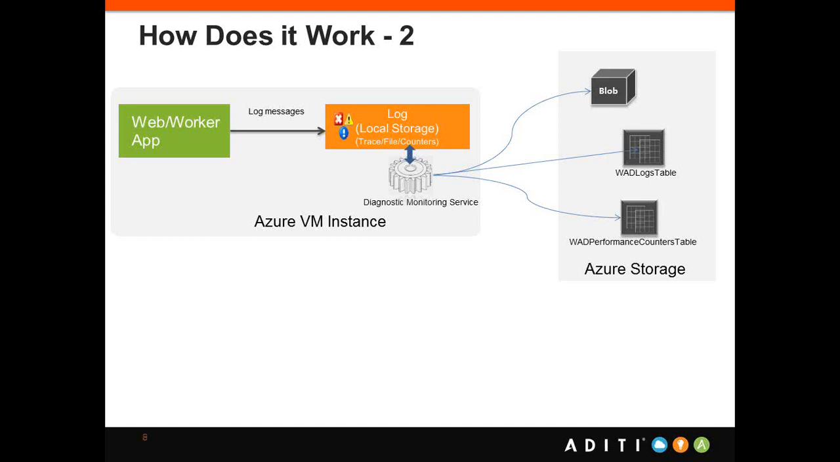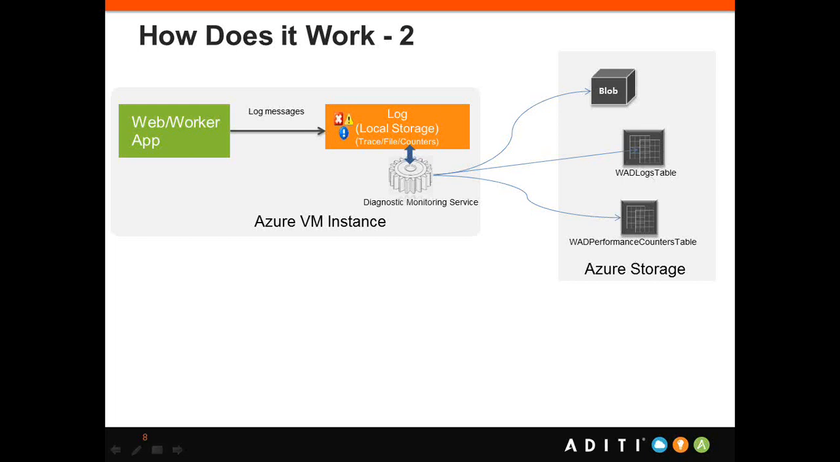How does it work? Again, we are just seeing it in a little more detail. So here you have the Azure VM instance, then you have a web or worker application which is logging to your local storage, that is traces, files and counters, and this diagnostic monitoring service is always running, getting this information and transferring it to Azure storage. And depending on the type of log which has been captured, it will transfer to either the blob or the respective tables. So there are multiple tables which it uses for logging the information.